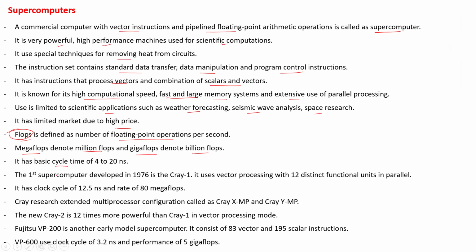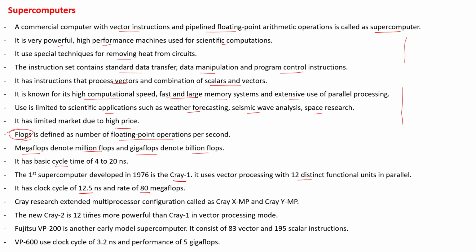The first supercomputer was developed in 1976. Its name was Cray 1. It uses vector processing with 12 distinct function units in parallel. The clock cycle was 12.5 nanoseconds and the rate was 80 megaflops. These are just for knowledge purposes. And at the start we saw the important things about supercomputers.